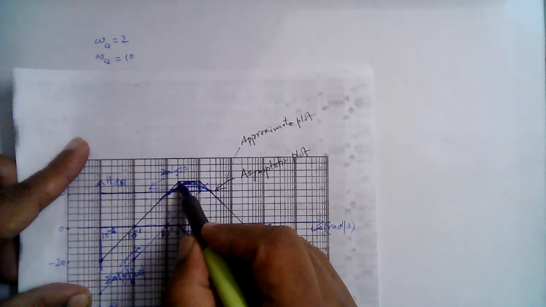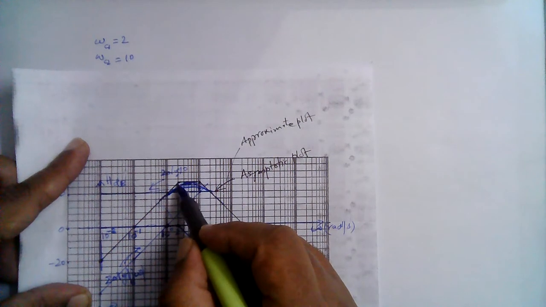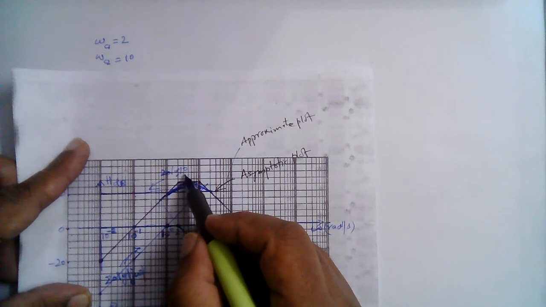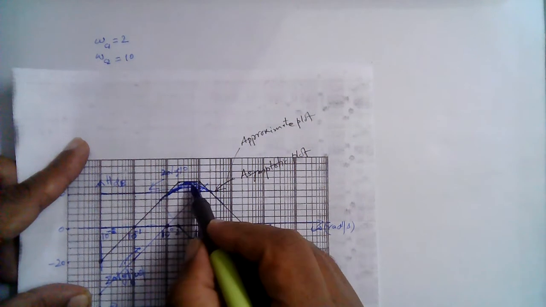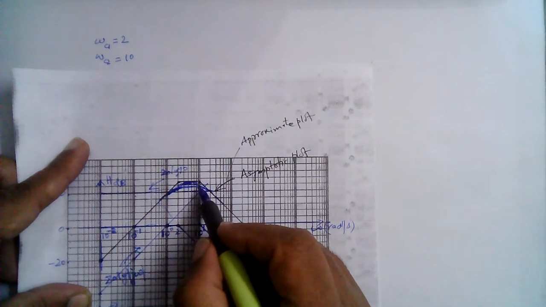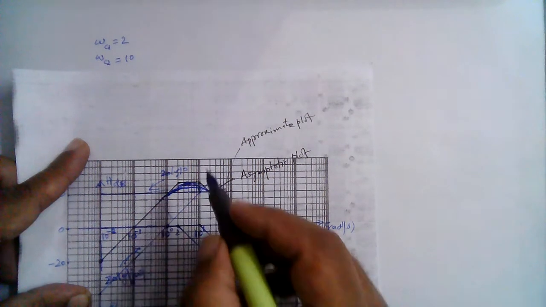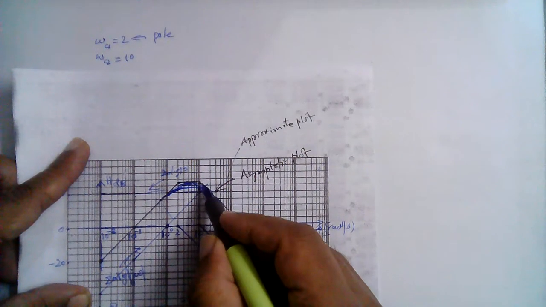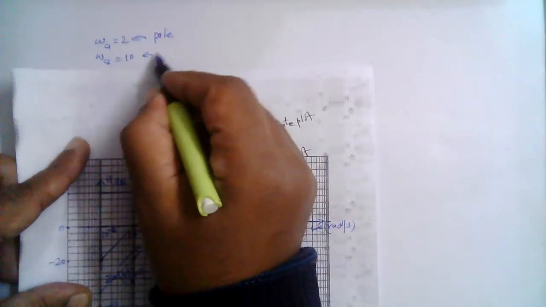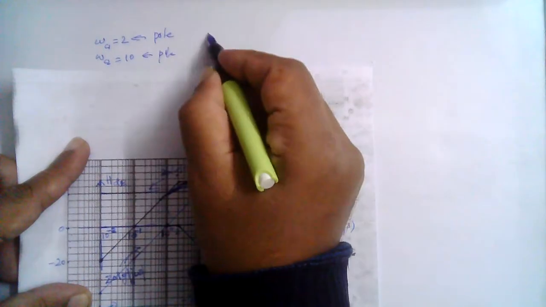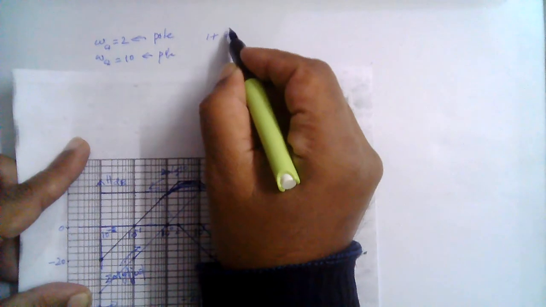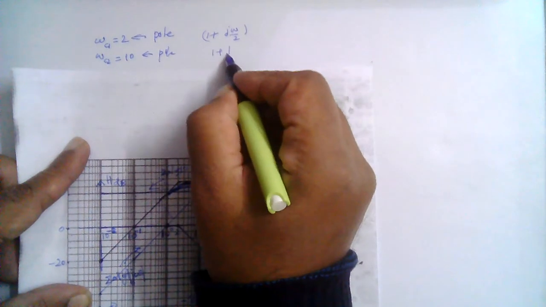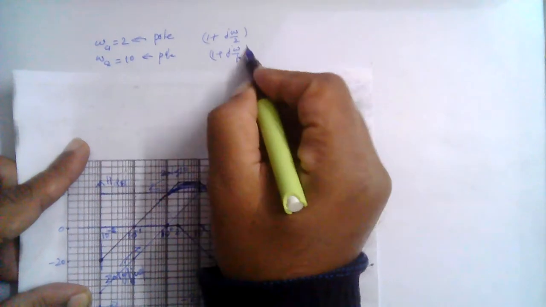Instead of going upwards or taking a steeper slope in the positive direction, it just cancelled out and is now in the horizontal direction. So this is a pole here. Again here, this is a pole. So this is the 1 plus j omega over 2 term, and this is the 1 plus j omega over 10 term.